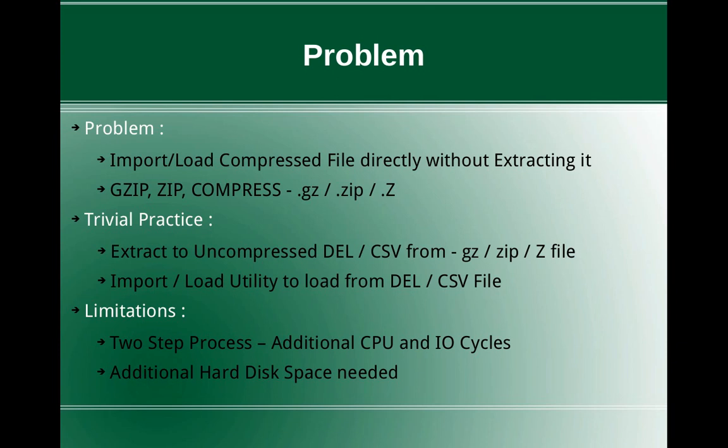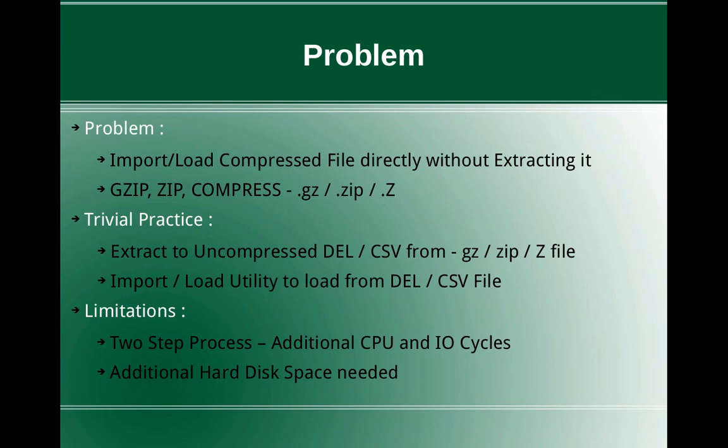some table, he is not given the actual del file or the CSV file. Instead he is provided with the compressed form of the del file or CSV file. In Unix you have the utilities gzip, zip or compress to compress the file. So you will get a .gz or .zip or .z extension file, which is the compressed version of the del or CSV file.